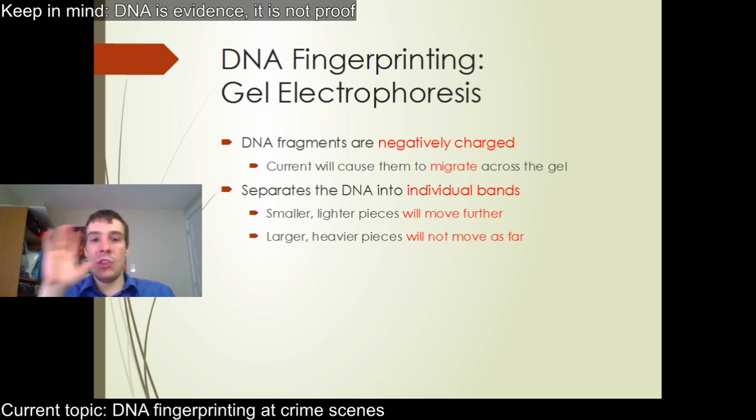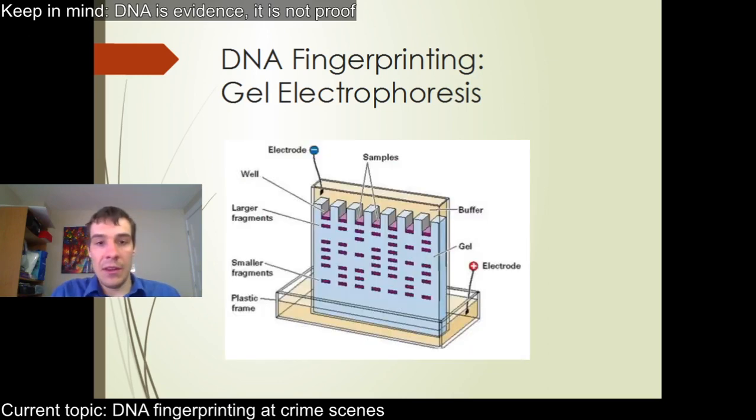But they're trying to push through a gel, right? They're trying to push through a kind of a dense material. And so the thinner ones, the smaller pieces, are going to be able to push through faster than the bigger ones. They won't be able to push through as quickly. So the smaller ones are going to actually go further, and the bigger ones are going to go less far.